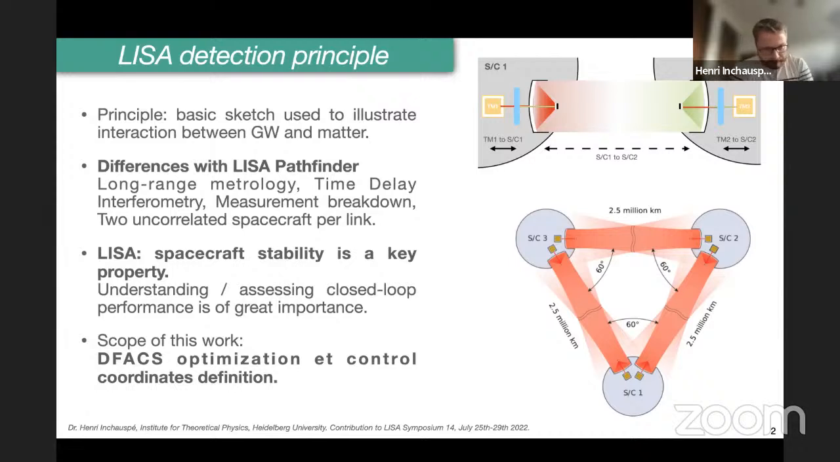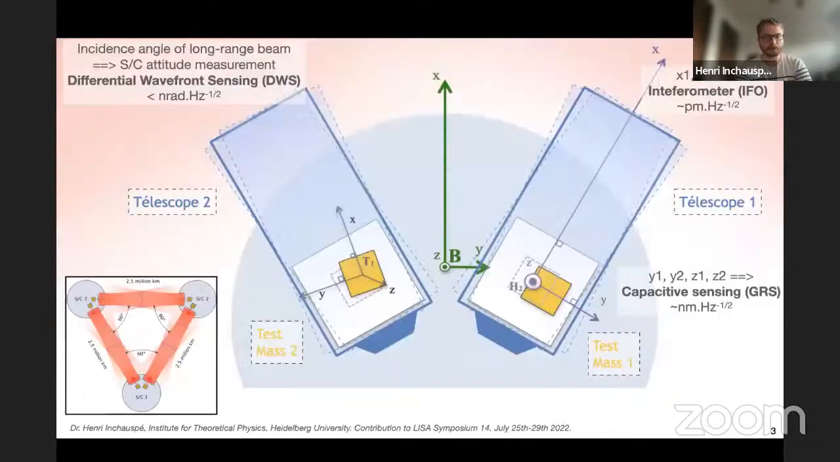So here for LISA, spacecraft stability is a key property, and understanding well the cloud dynamics is of key importance. In that particular context, this work has been focusing on optimizing a DFACS and defining properly, as the first step, control coordinates, in particular to isolate suspension from spacecraft jitter. That would be the point today.